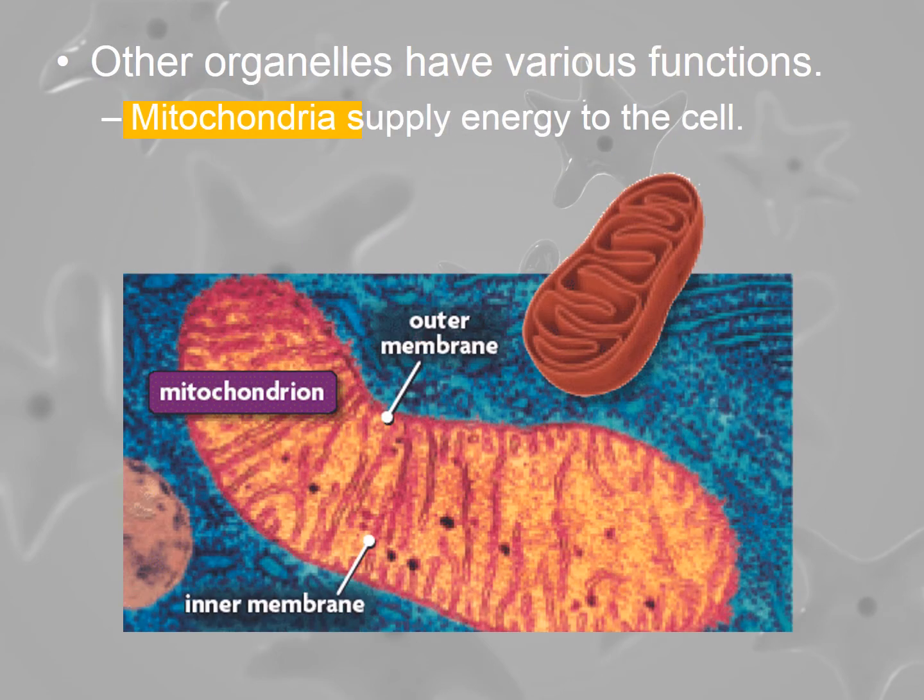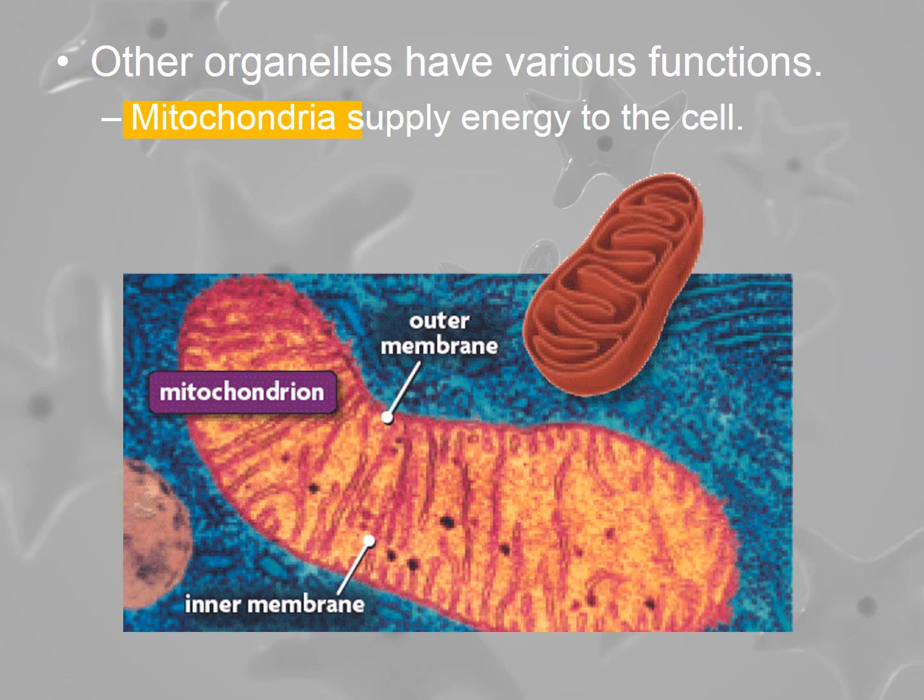Other organelles will have functions. We're going to talk in Chapter 9 about mitochondria a lot. The main job of mitochondria is to provide energy for the cell. The mitochondria will break down food to release energy. Please add that part to this slide, that it will break down food to release energy.